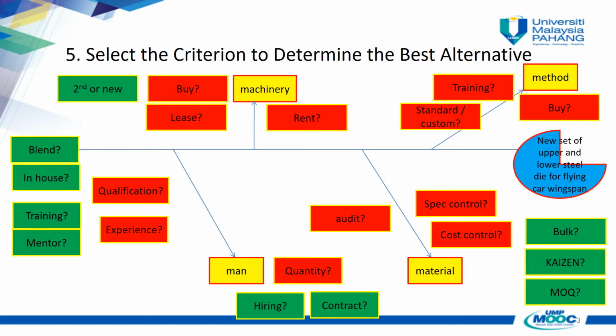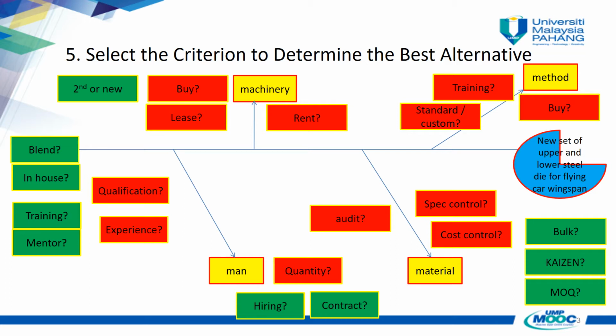Let's say the example of the number 5 there, to select the criterion to determine the best alternative. Let's say our problem here is we try to decide on the new sets of upper and lower steel die for a flying car wingspan, for example. So the first criterion that we want to know is about the machinery there. Either we want to buy the machinery, or we want to lease it, or we want to rent it.